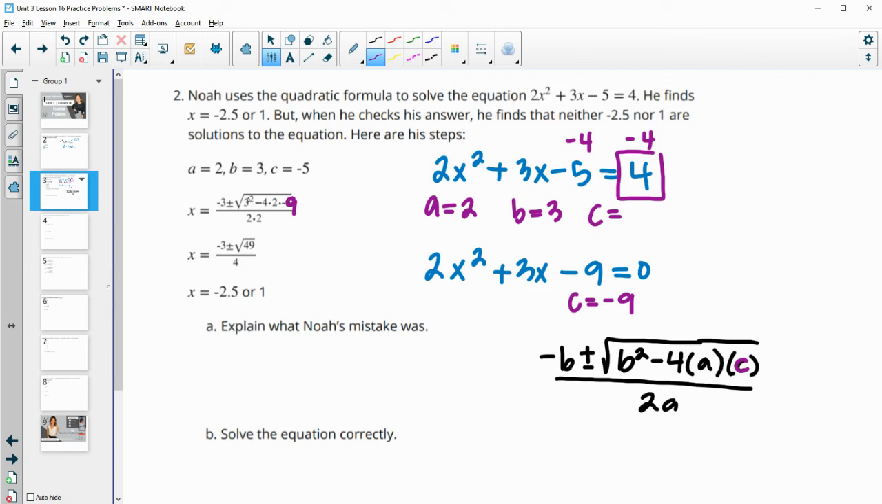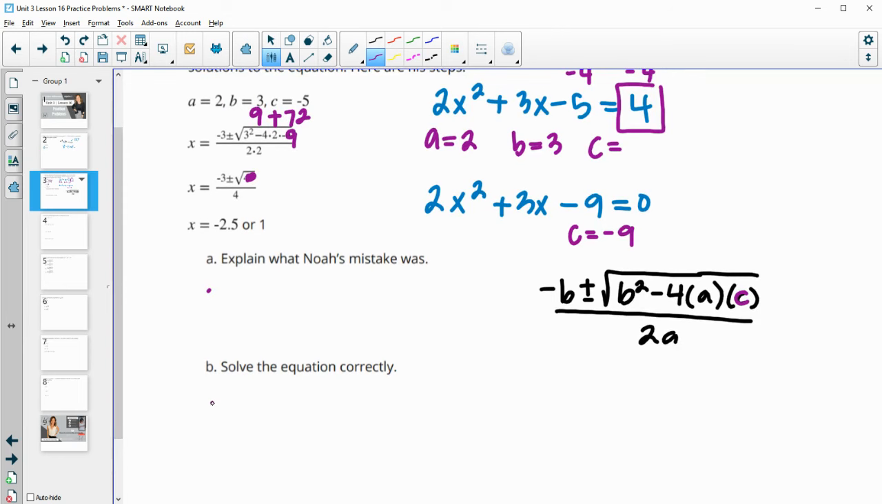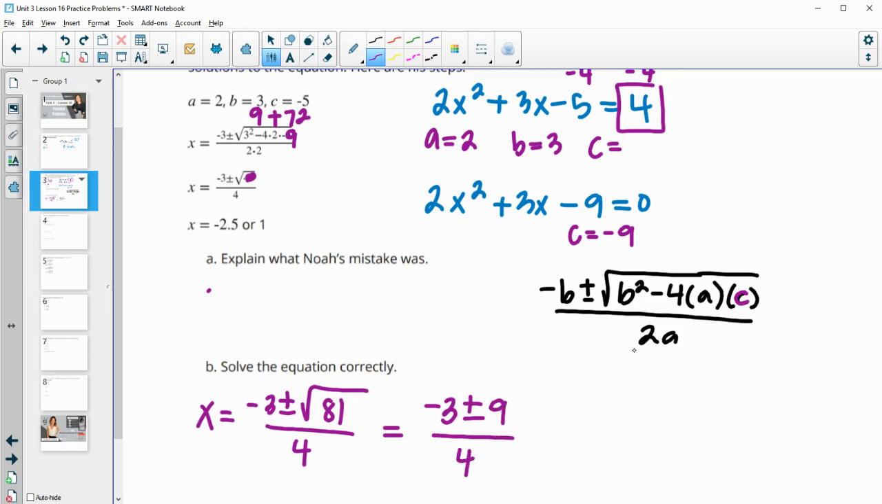So 3 squared is 9. And then negative 4 times 2 is negative 8. And negative 8 times negative 9 is plus 72. So this number underneath our root, let me just write this down. We have x equals, this part was correct for him. The radical, or what's underneath the root, should have been 81 over 4. So this is negative 3 plus or minus 9, because the square root of 81 is 9.